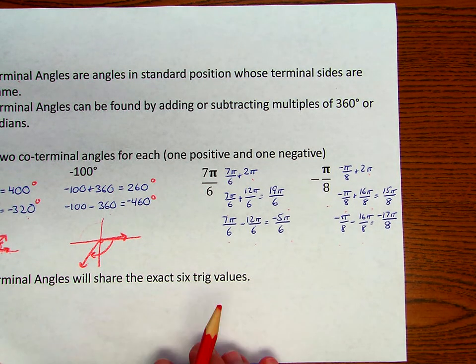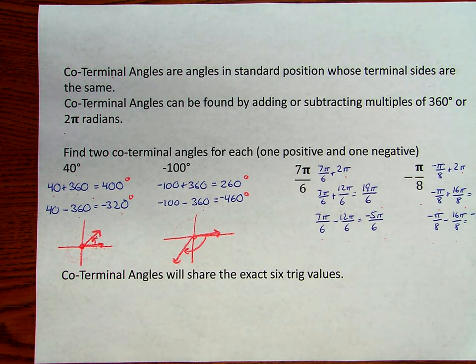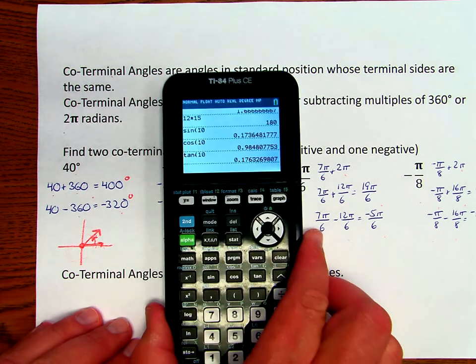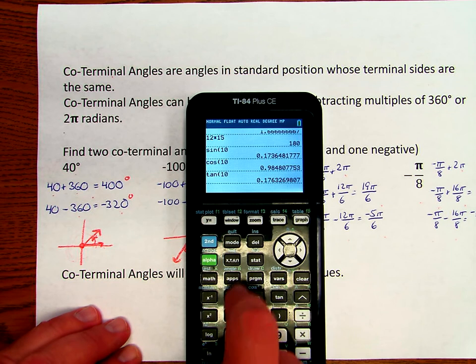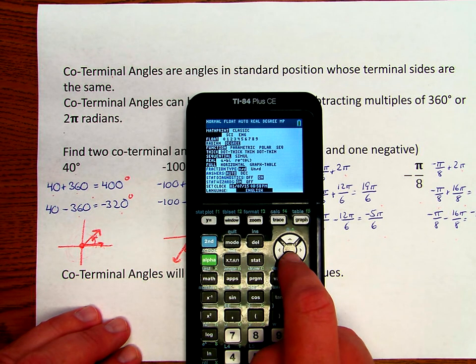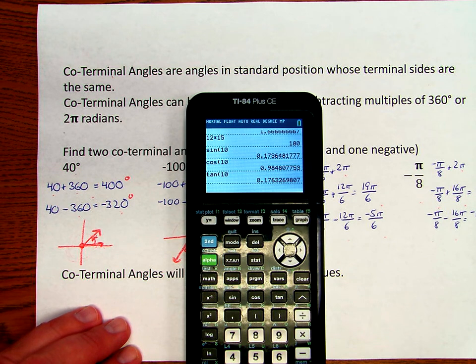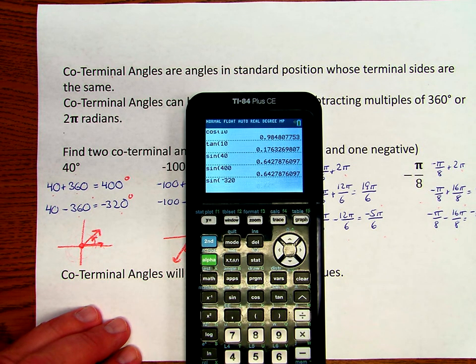All right, the significance of this. Why do we care about coterminal angles? Coterminal angles will share the exact 6 trig values. So I'm going to get my graphing calculator out here. This first one's in degrees, so I'll check my mode. I'm in degree mode. If I take the sine of 40, the sine of 400, the sine of negative 320, they're all the same number.